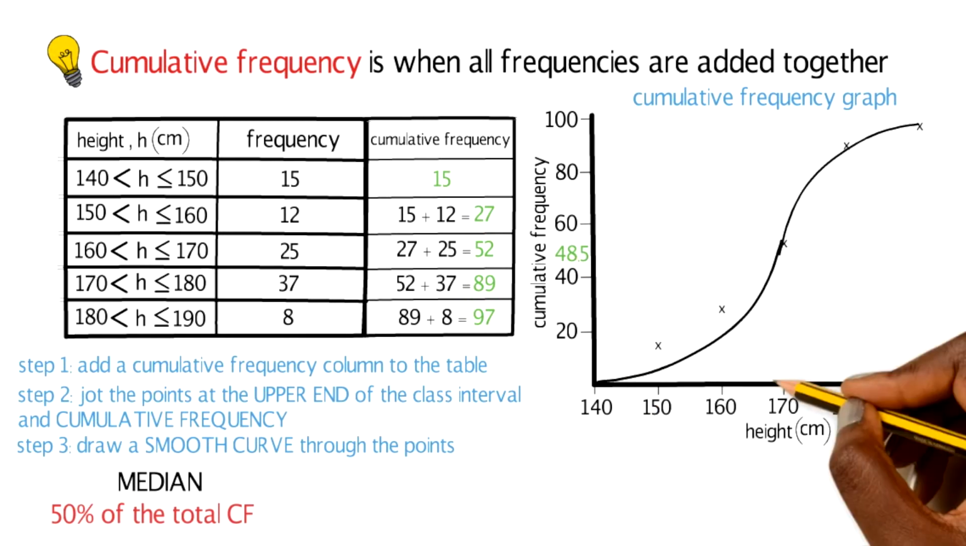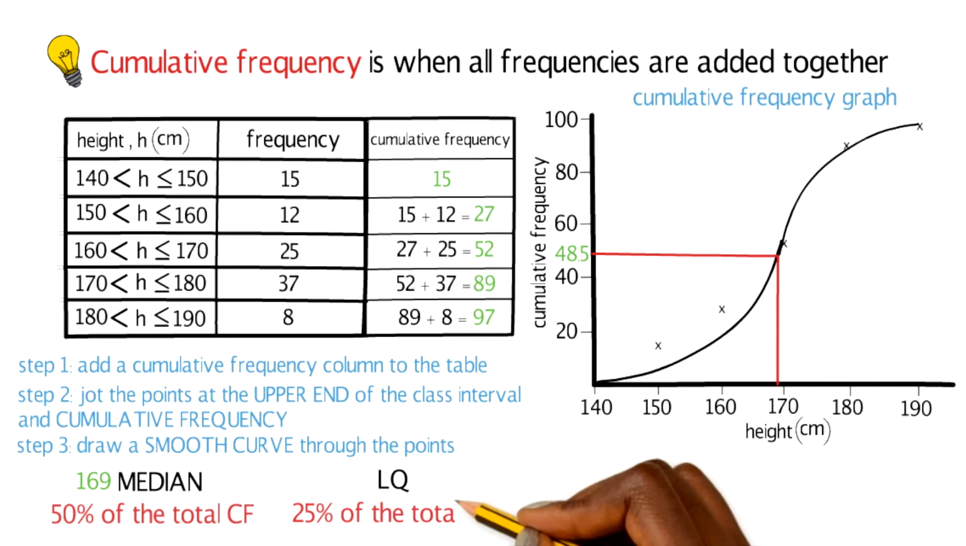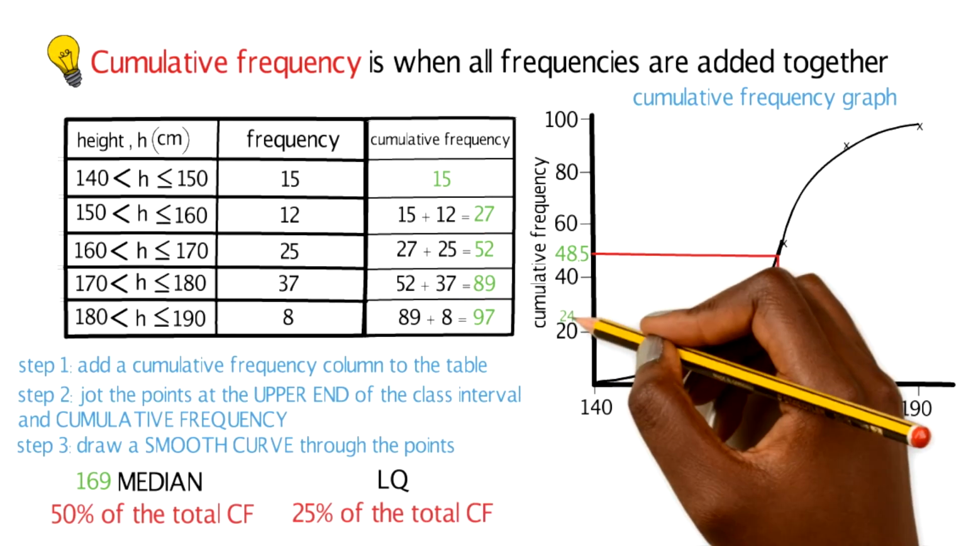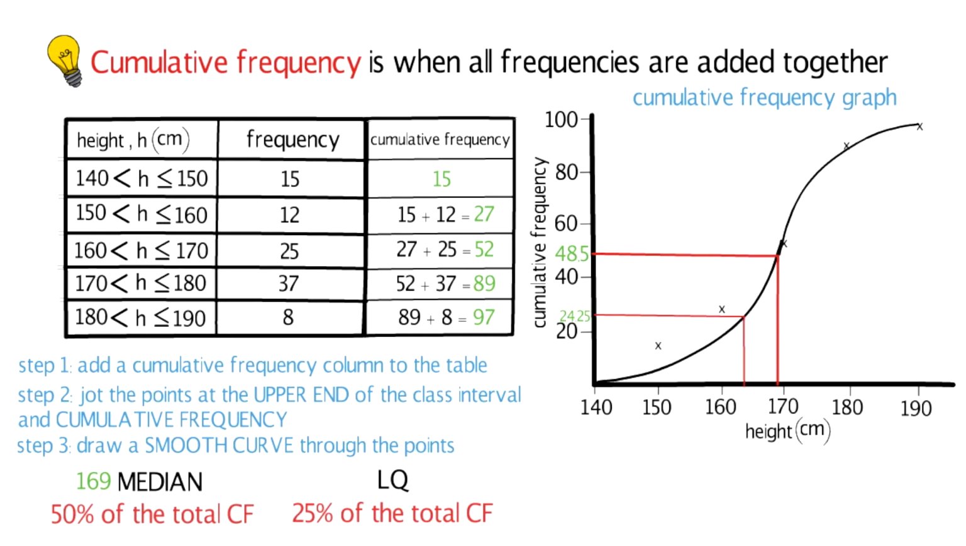The last thing I want you to know is the median. To work out the median from cumulative frequency, it's 50% of the total cumulative frequency. You draw a line across and then down. For your lower quartile, it's 25% of your total cumulative frequency. So in this case, 25% of 97. Draw a line across and down and work out that value.